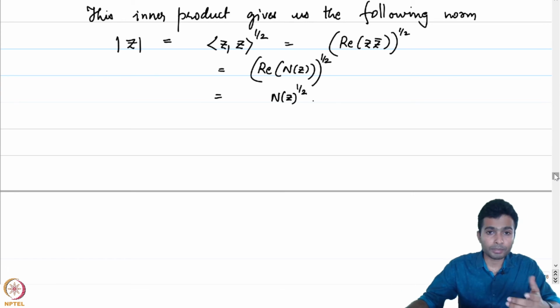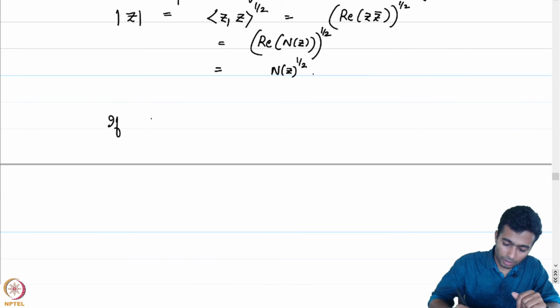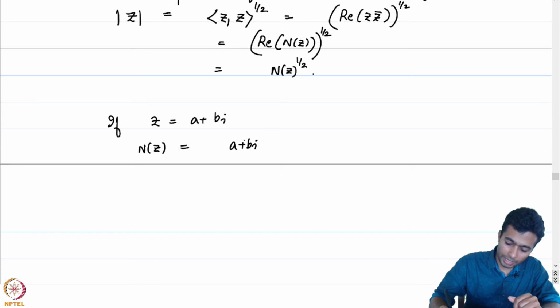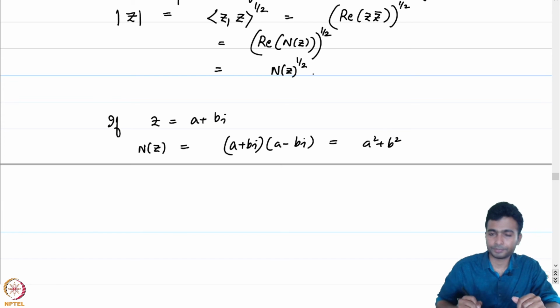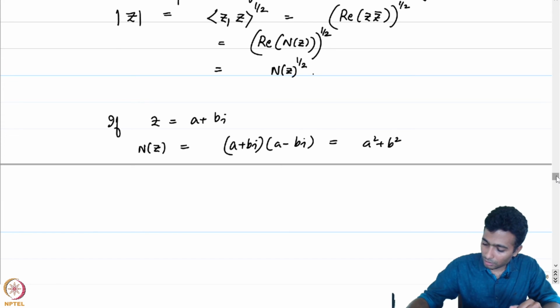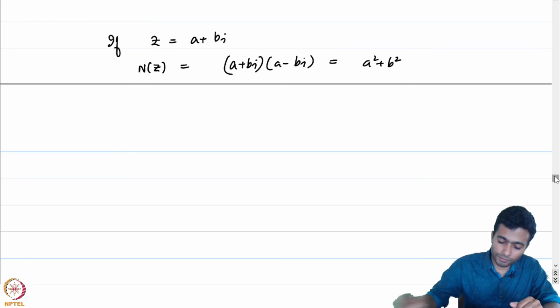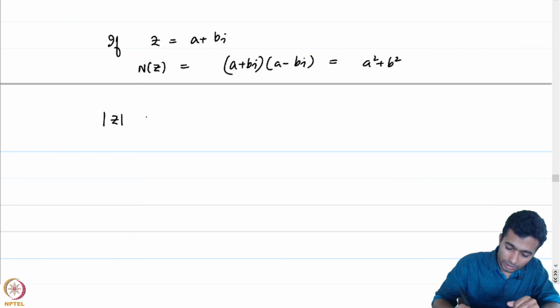Okay, so let's see what happens in coordinates. If z is equal to, say, a plus bi, let's see what N of z is first. N of z is basically a plus bi times a minus bi, which you should check is just a squared plus b squared. And therefore, the norm of z will be (a squared plus b squared) to the power 1 by 2.